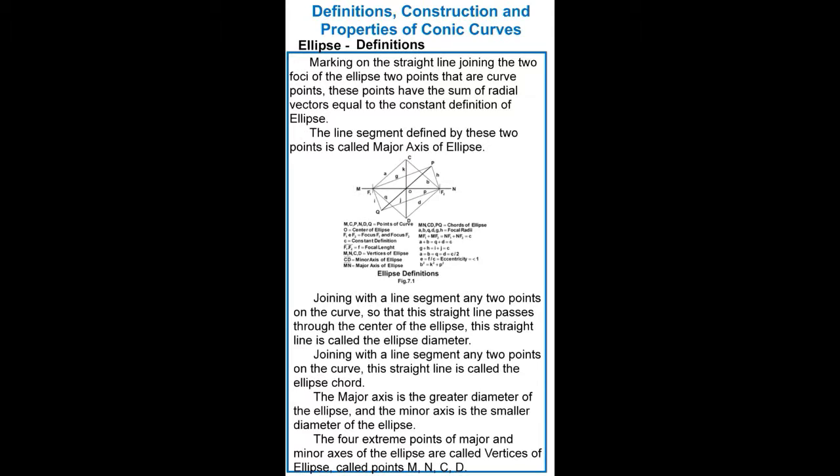By joining with a straight line any two points of the curve so that this line segment passes through the center of the ellipse, this straight line is called the ellipse diameter. An example is the PQ line segment shown in Figure 7.1.